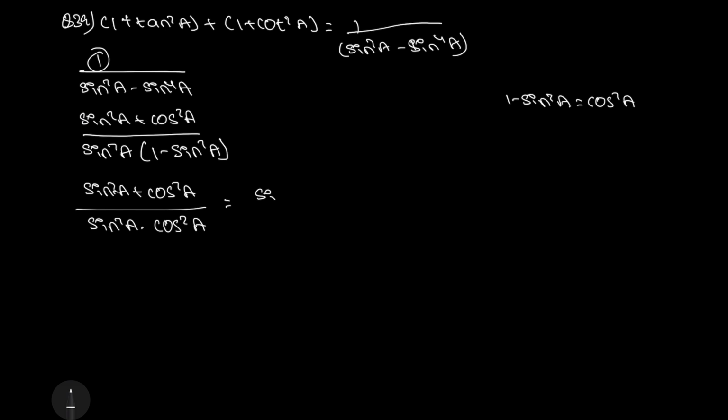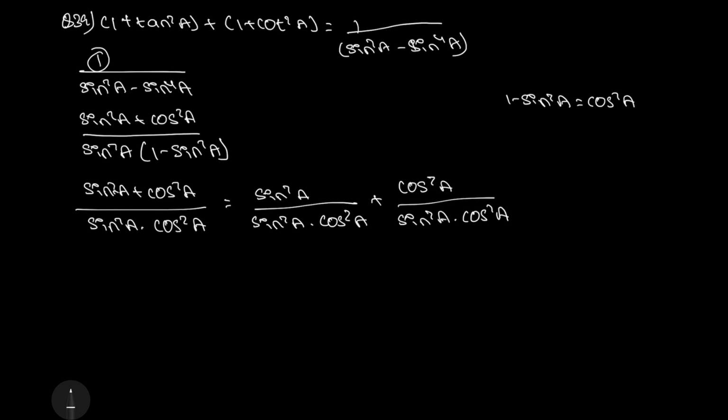So we'll be writing it as sin square A by sin square A into cos square A plus cos square A by sin square A into cos square A. Cancel out the common terms here. Cos and cos get cancelled. We'll be having inverse of cos square A plus inverse of sin square A.